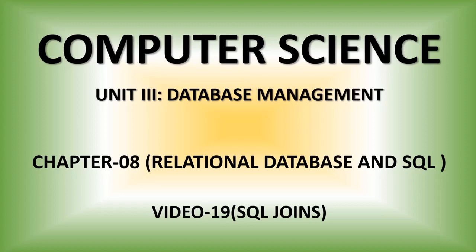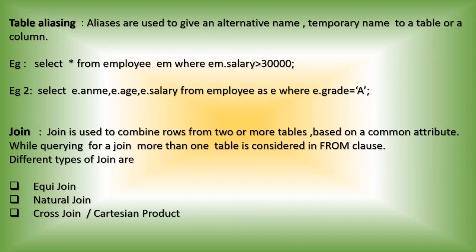Today we will see about join. Join means combining rows from two or more tables by using a common attribute. The tables must have a common attribute, and combining these tables by using this common attribute is known as join.